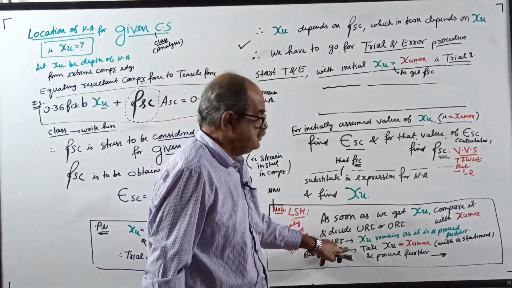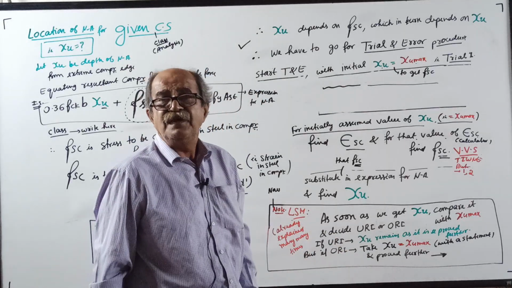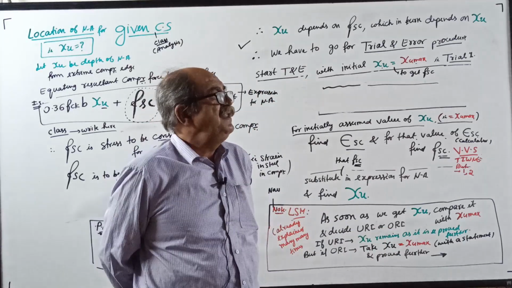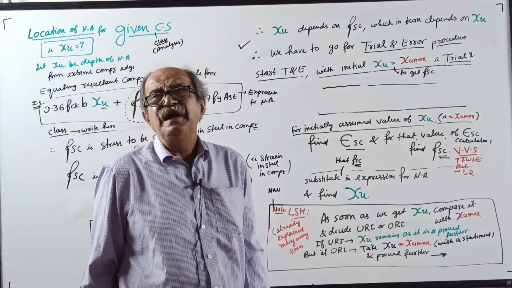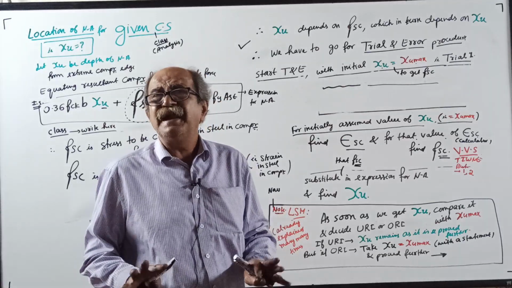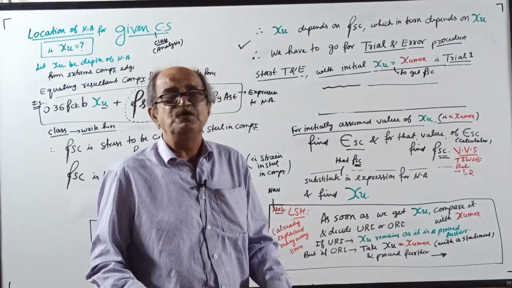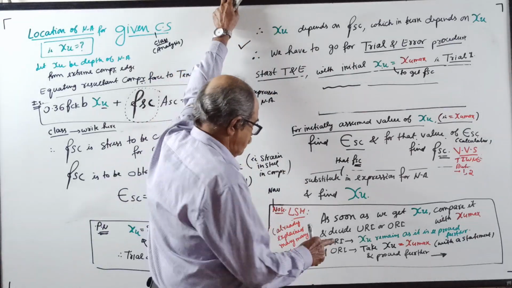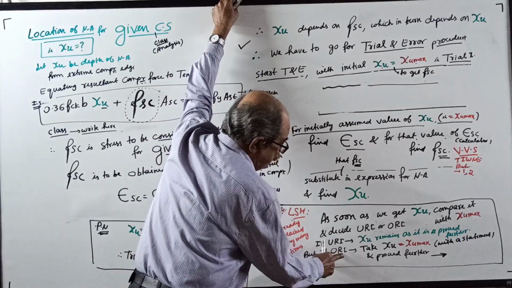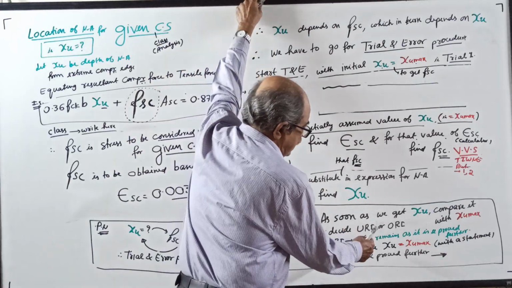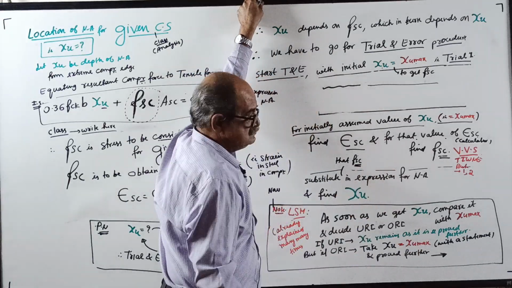If under reinforced, that is, if xu comes less than xu maximum, xu remains as it is. If you are writing an examination, don't write that it remains as it is. Simply write, therefore xu is correct, continue with the same xu. They will get irritated if you write as it is like that. But if over reinforced, that is, if xu comes more than xu maximum, take xu equal to xu maximum.